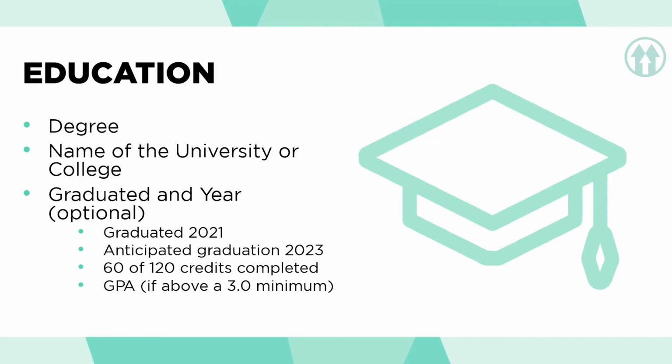Then you will want to specify the name of the university or college. You will want to talk about your graduation date. So for example, if you already have your degree and you're an alum, you can say just the year or say graduated 2021. If you're still a student, you can say, for example, anticipated graduation 2023 or expected graduation 2023. You can also add a month, for example, expected May 2023.